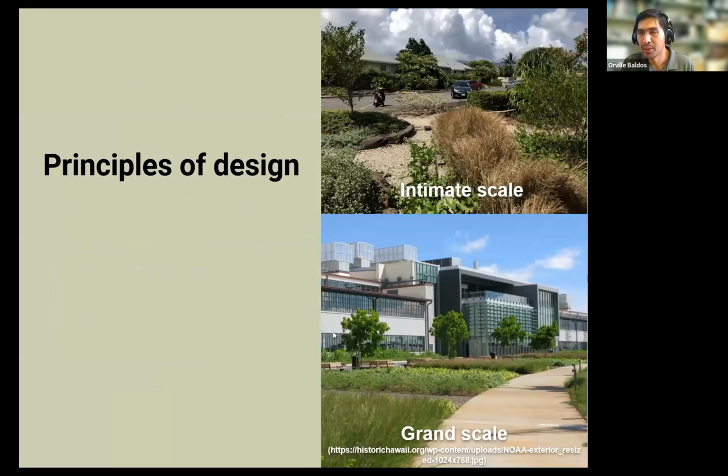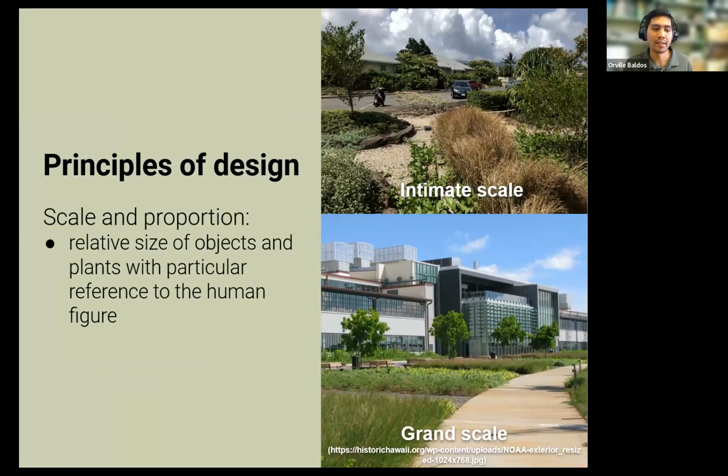Okay, so after unity or harmony, the next principle of design is scale and proportion. Scale and proportion is the relative size of objects or plants in reference to the human figure. So we can have designs that are more intimate, in terms of the plants being maintained in such a way that they're proportional. They're kind of lower, or you can reach them with your hand.